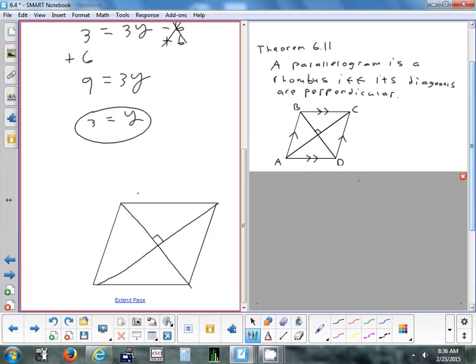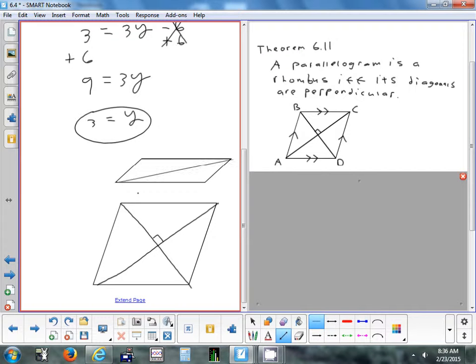Now, would that be true in a parallelogram? If I said to you, in a parallelogram, the diagonals are perpendicular, would that always be true, sometimes, or never? Sometimes. Okay? If you have a rhombus, that's when they're perpendicular. If you just had a parallelogram, drawn like this, if you draw the diagonals in, they're definitely not perpendicular. They don't meet at a 90-degree angle.